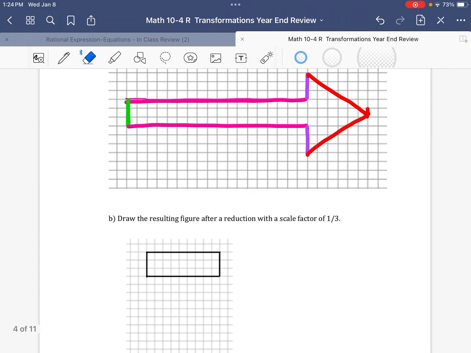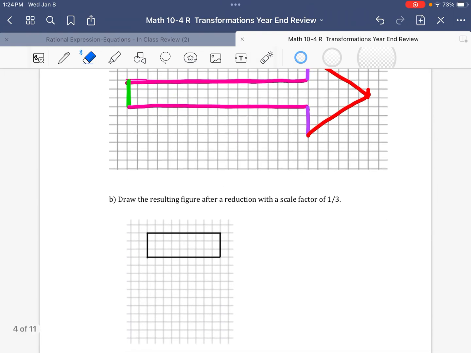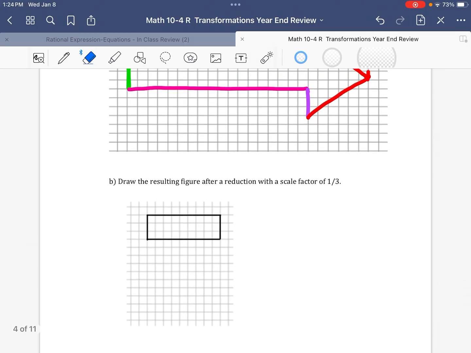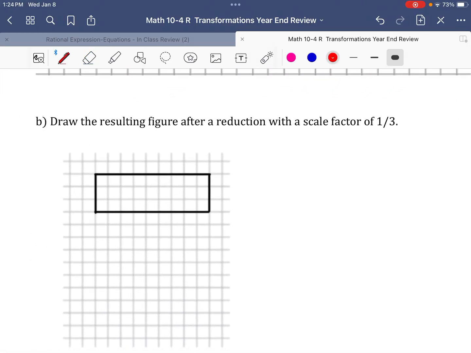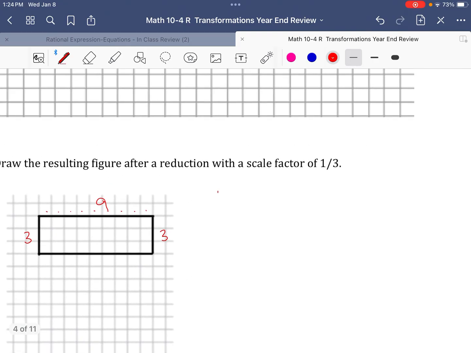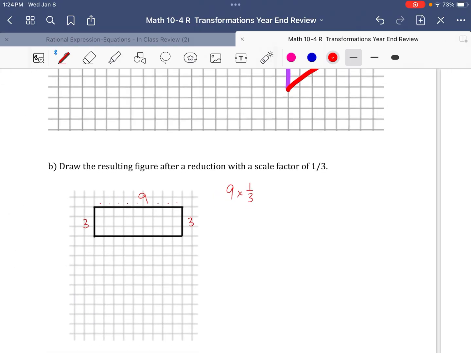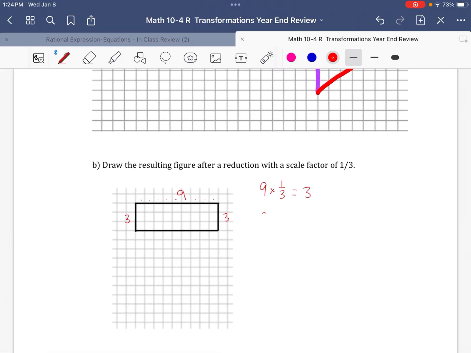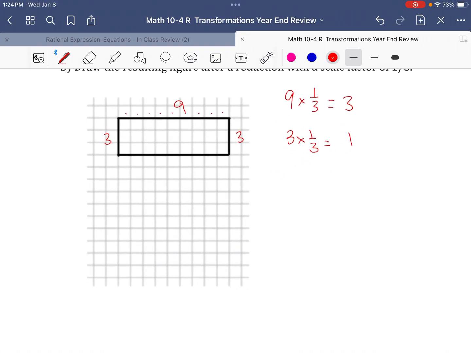Now in this one, we're going to reduce this by 1/3, which means we need to divide every side by 3. So this is 3 units. This is 3 units, and this is 1, 2, 3, 4, 5, 6, 7, 8, 9 units. So we go 9 times 1/3 is 3, and 3 times 1/3 is 1. So our new one is going to be 3 units long by 1 unit tall. And this is our new reduction.